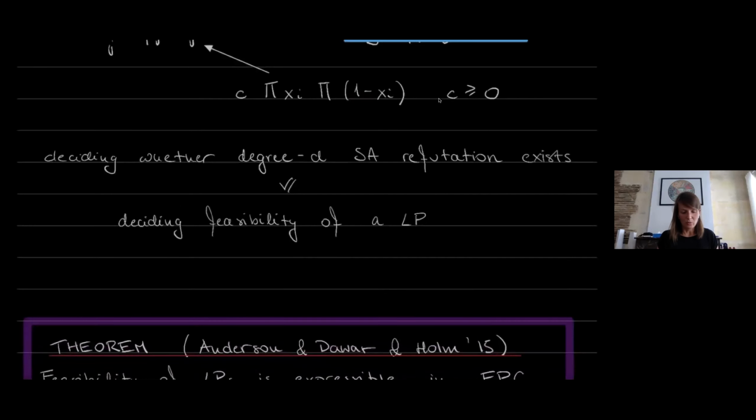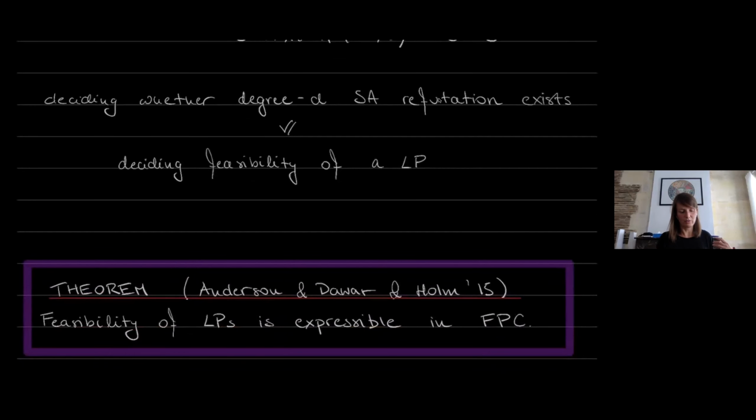So when I will be talking about expressing the proof search for degree D Sherali-Adams, what I actually want to discuss is the fact that feasibility of linear programs is expressible in fixed point logic with counting. This is a theorem of Anderson, Dawar, and Holm, and almost all the key ideas that I want to discuss in the second part of my talk are in this work of Anderson, Dawar, and Holm. So we are almost going to discuss this theorem.